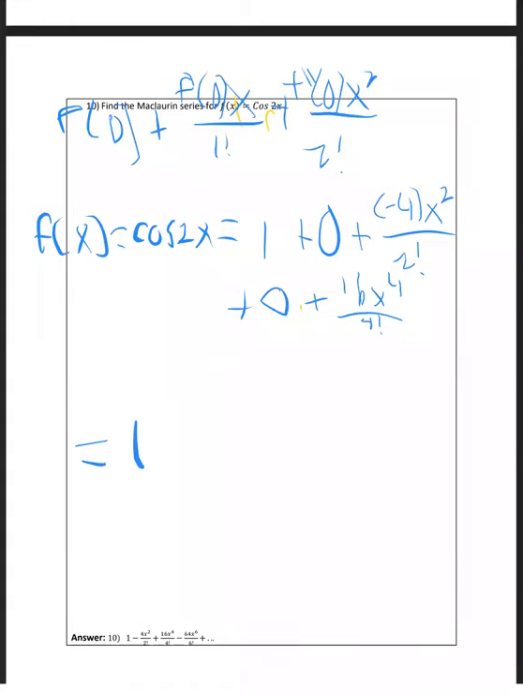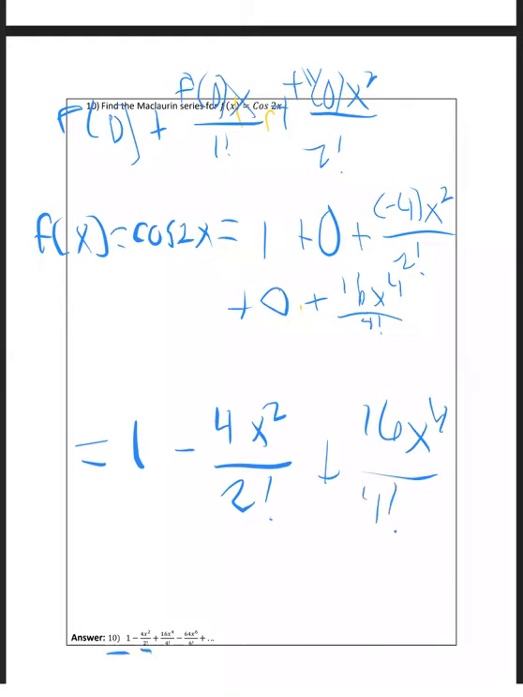So it's negative 4x squared over 2 factorial plus 16x to the 4th over 4 factorial. And notice how this matches up, this matches up, this matches up. This would have been the next term if we had actually written it. But we only wrote 3 in the interest of time. So does that make sense? That's what the answer is. Okay. Not too bad, right?